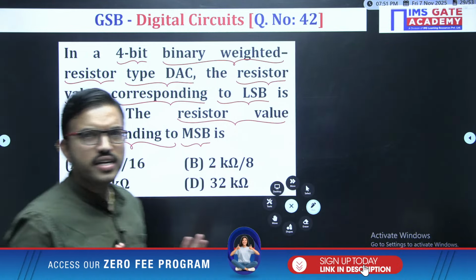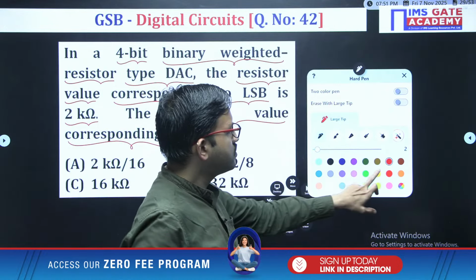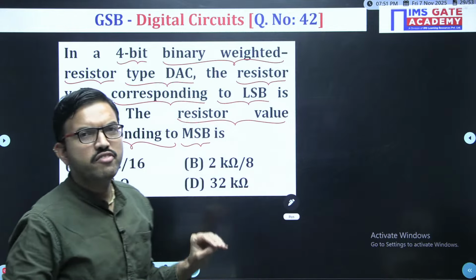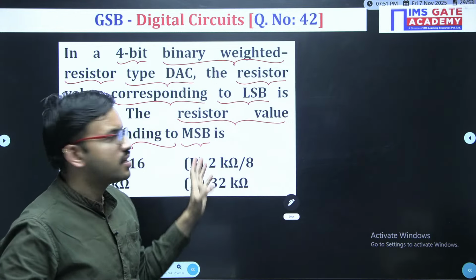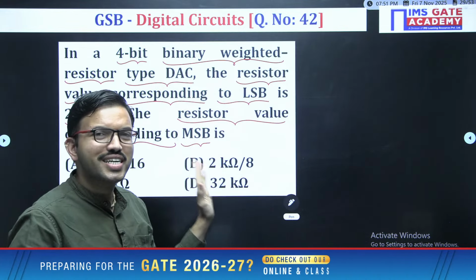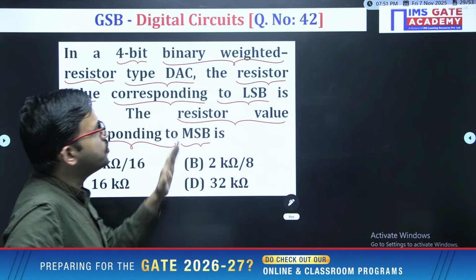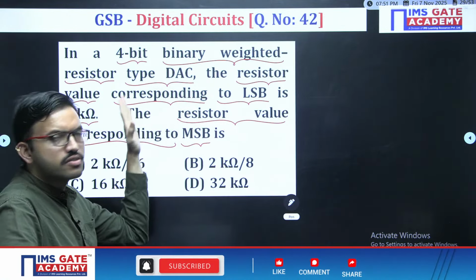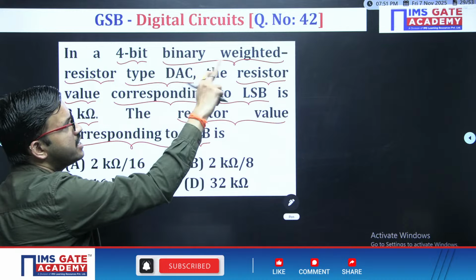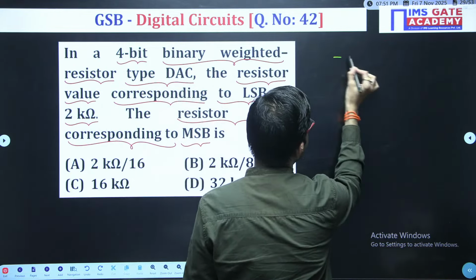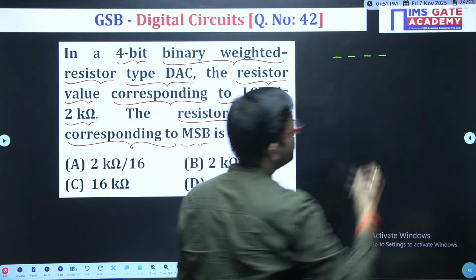See, you don't need to learn anything by heart, very simple. I hope you have one important observation regarding the resistors when you studied this circuit. The resistor values are in powers of 2. That is the reason for the word binary weighted resistor type. Since the question clearly mentions 4-bit, just consider 4 bits.